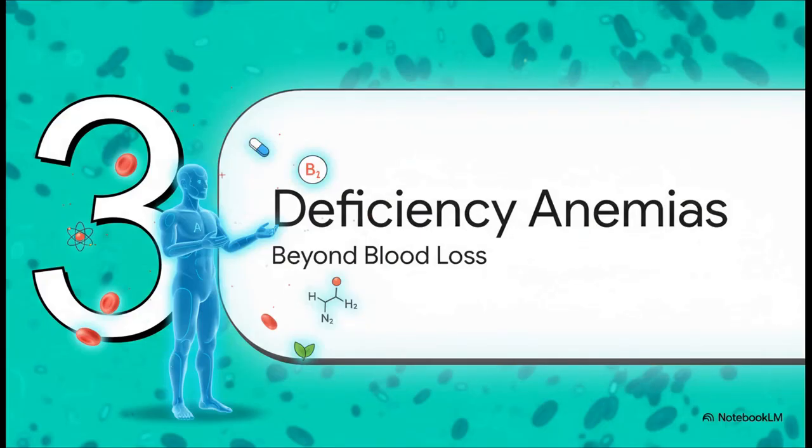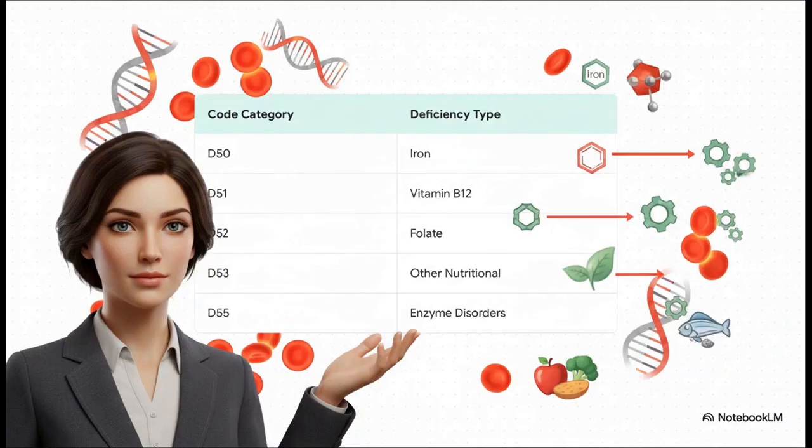Now let's switch gears a bit. We're moving away from anemias caused by bleeding and into anemias that happen because the body is missing some essential building blocks, things like vitamins, minerals, or even specific enzymes. So here's where the specific cause is everything. D50, that's all about iron. D51 is for vitamin B12 problems. D52, that's your folate deficiency. D53 is kind of a catch-all for other nutritional issues. And then D55 is a whole different beast. That's for anemias caused by genetic enzyme disorders. Each code tells a very specific story.